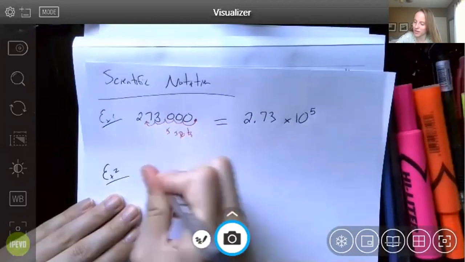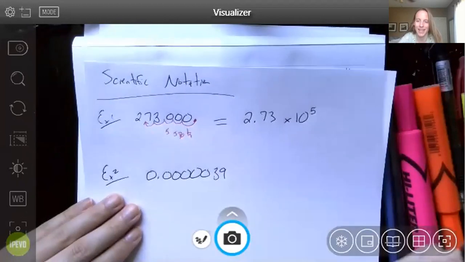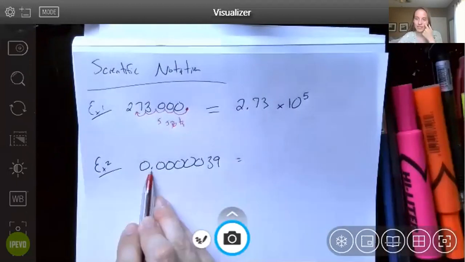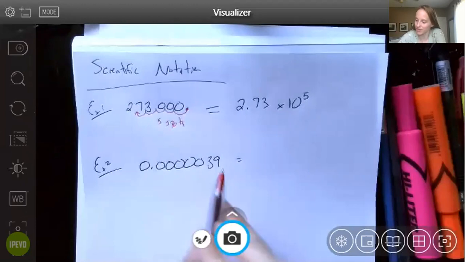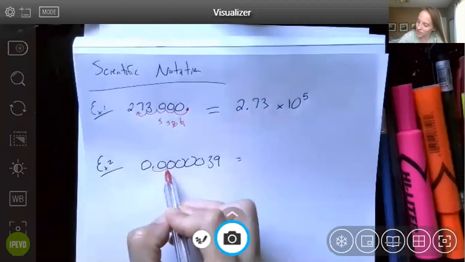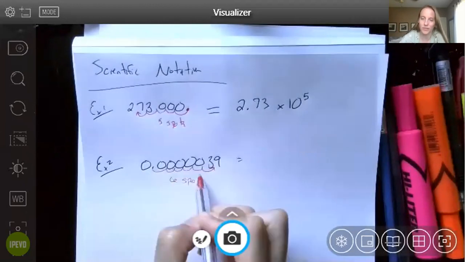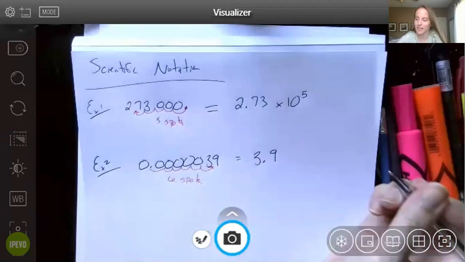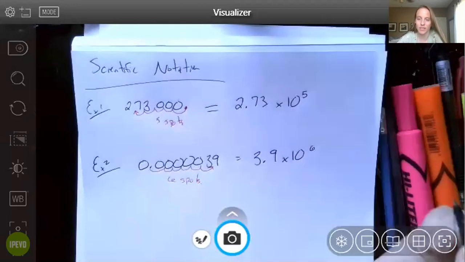So 0.00000039. If I wanted to write this in scientific notation, I would take the decimal place that I already have, and I need to move it until I have a non-zero whole number in front of the decimal place. So I would move it 1, 2, 3, 4, 5, 6 spots to the right. That would leave me with 3.9, and then write times 10. I've moved 6 spots, so it's to the power of 6.